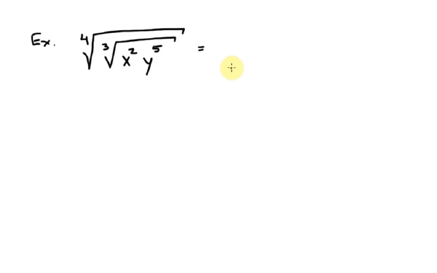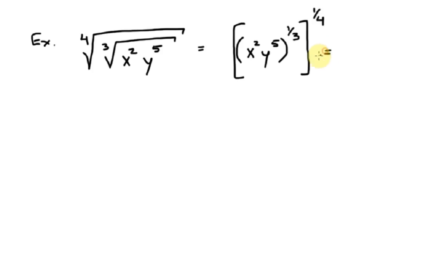So what are we going to do here? Let's take the stuff inside the bottom radical, which is x squared and y to the 5th. What are we doing with that? Oh, we're cube rooting it, so that would be raised to the 1/3. And what are we doing with all of that? Oh, we're taking the 4th root of all of that, so this is to the 1/4.